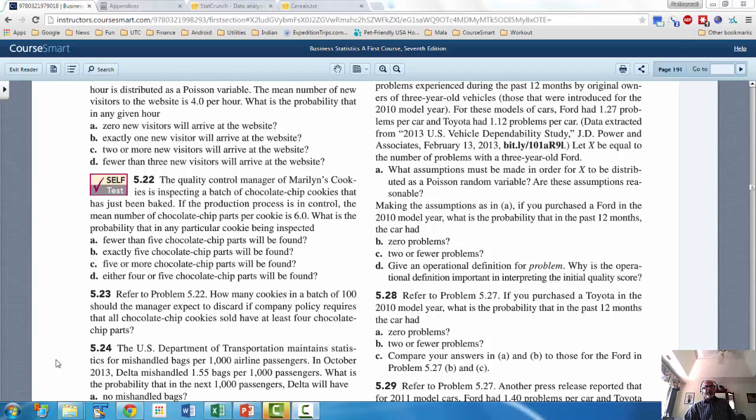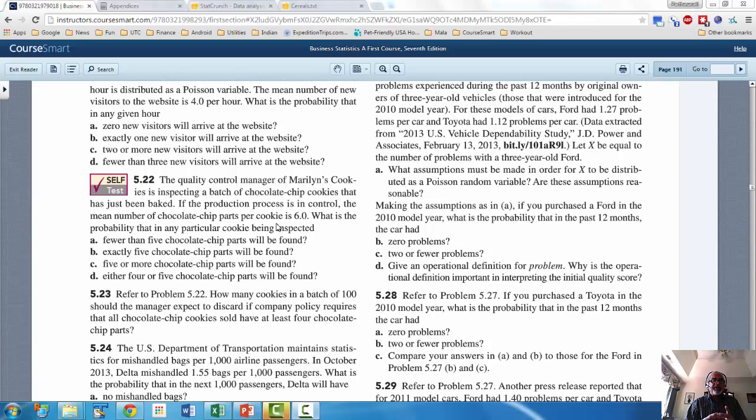Let's look at the Poisson problem 5.22. The quality control manager of Merlin's Cookies is inspecting a batch of chocolate chip cookies that just been baked. If the production process is in control, the mean number of chocolate chip parts per cookie, so now one cookie is now the area of opportunity, is 6.